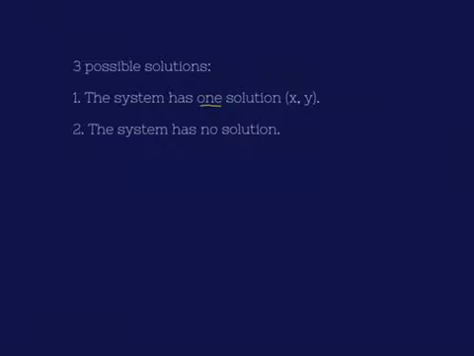As a reminder, we have 3 possibilities for solutions when we're solving systems of equations. The first option is that the system has one solution, and we write that as an ordered pair, (x, y). The second option is that the system has no solution, and remember, when that happens, we get something that's false, like negative 3 is equal to 2. We have no variables left, and we get a false statement, so we know that it has no solution.